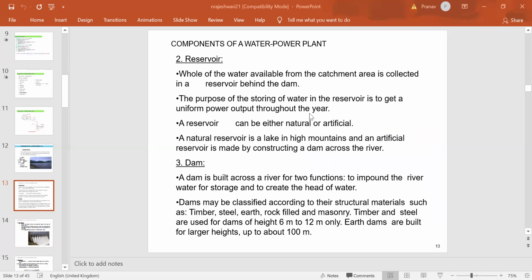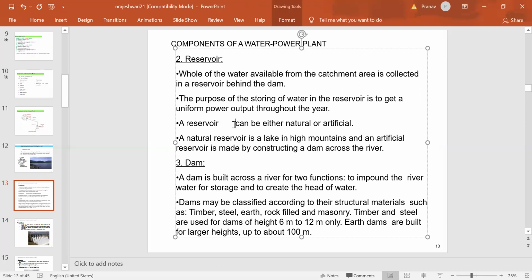And the second component is the reservoir. All of the water available from the catchment area is collected in a reservoir behind the dam. And the purpose of storing water in the reservoir is to get a uniform power output throughout the year. And a reservoir can be either natural or artificial.